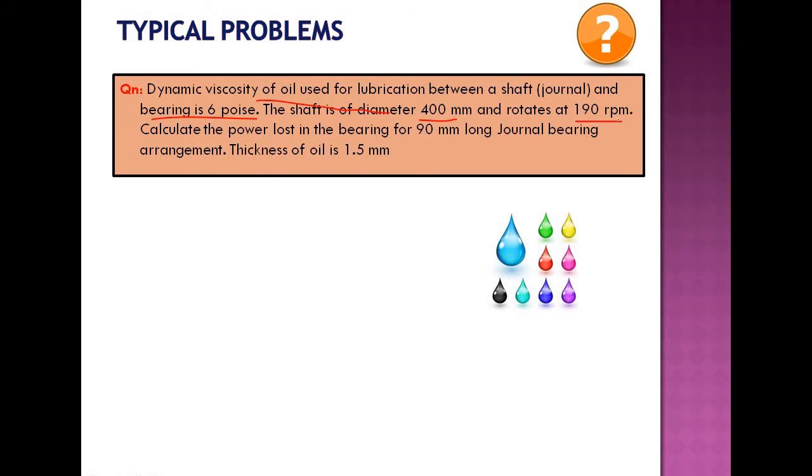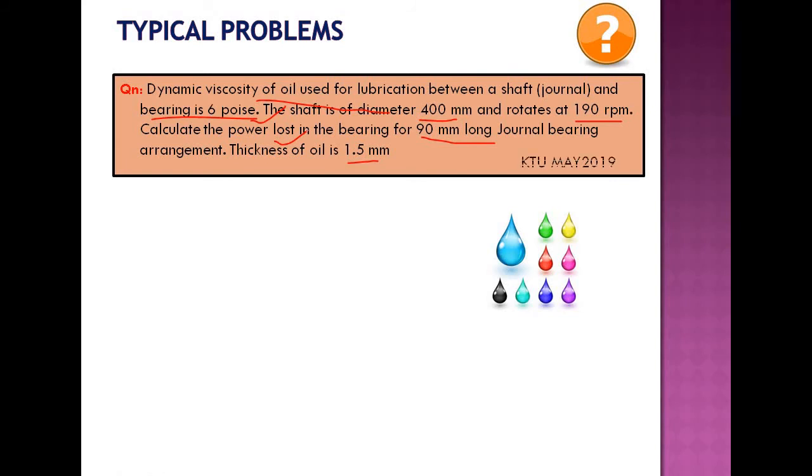So if you are given the rotational speed n, you can find out the velocity, that is the tangential velocity of rotation. Calculate the power lost in the bearing for a 90 millimeter long journal bearing arrangement. Thickness of the oil is 1.5 millimeter. If you are given such a problem, you should understand that you have the viscosity value here, so you need to find out the power lost. Power loss means you have to find out the power lost due to viscous action. So it is a problem related to Newton's law of viscosity application.